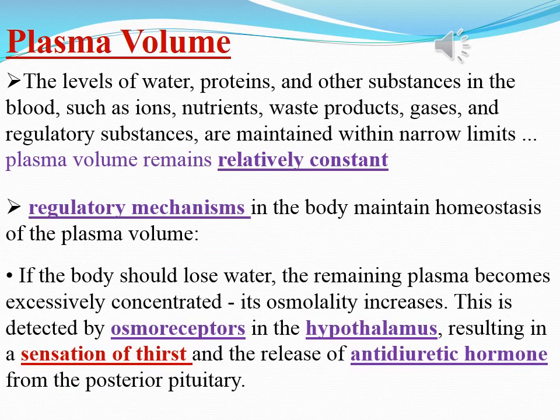بعد ما أخذنا few points about the plasma constituents, their function of some of these constituents, we should know a few points about the plasma volume. The level of the water, proteins and other substances in the blood such as ions, nutrients, waste products, gases and regulatory substances are maintained within narrow limits. We should know an important point: the plasma volume should remain relatively constant. What are the regulatory mechanisms that help to maintain this volume constant? Regulatory mechanisms in the body maintain homeostasis of plasma volume. إذن البقية مستقر ضمن النورمال range.